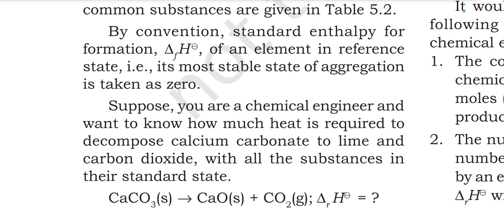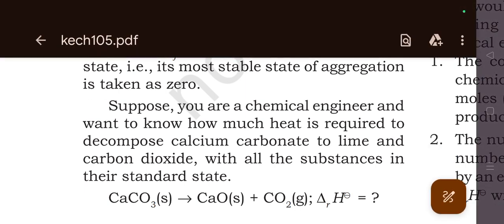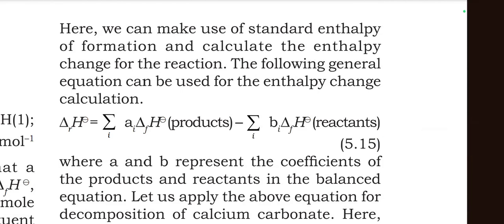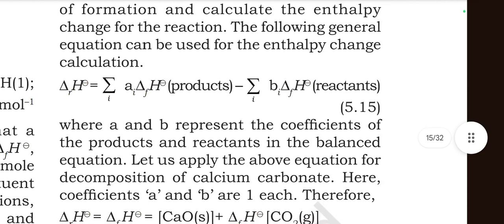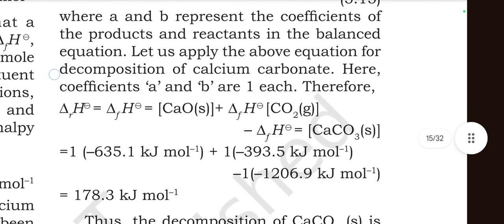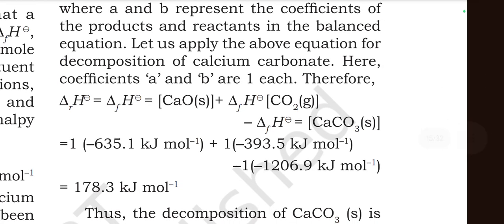CaCO3, which is in solid form, gives CaO and CO2, which are in solid and gas form, respectively. Here we can use the standard enthalpy of formation and calculate the enthalpy for the reaction. The following general equation can be used for the enthalpy change calculation, where a and b represent the coefficients of the products and the reactants in the balanced equation.